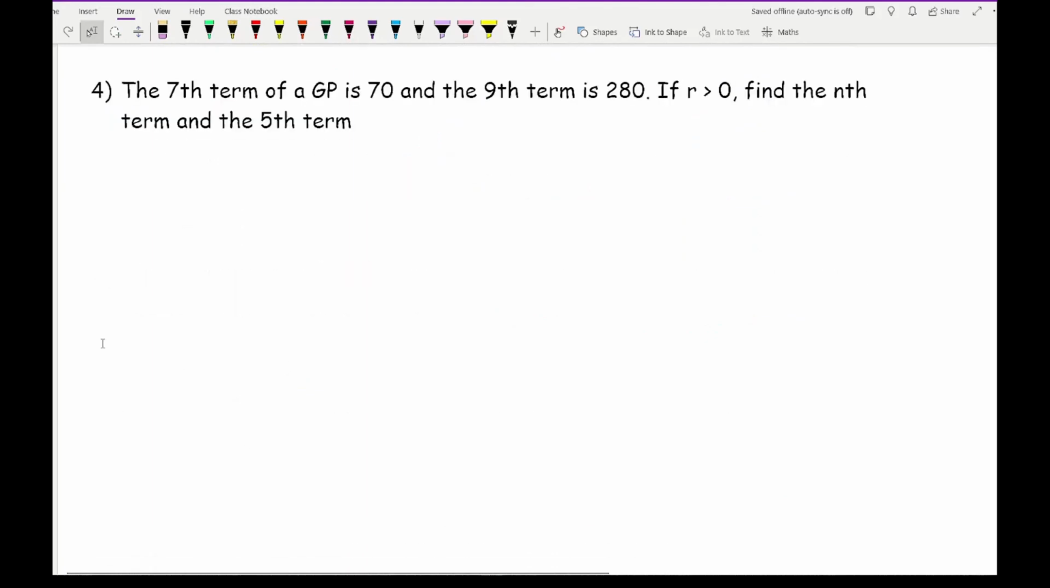And now let's have a look at our fourth example. So here it says that the 7th term of a GP is 70, the 9th term is 280. If r is greater than 0, find the nth term and the 5th term. So there's quite a few parts to this particular question.